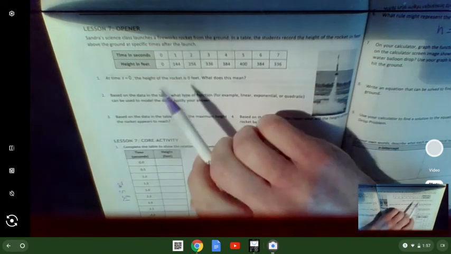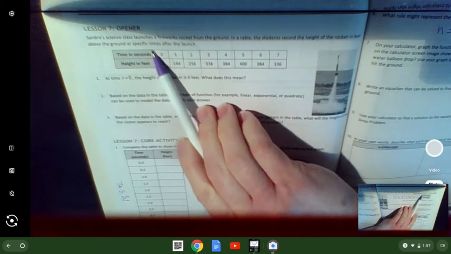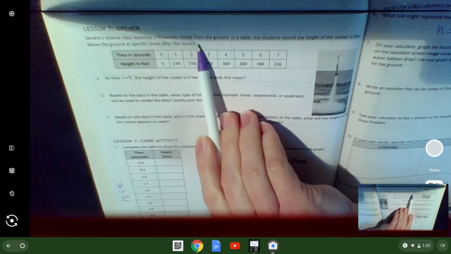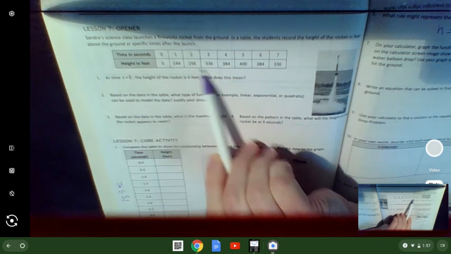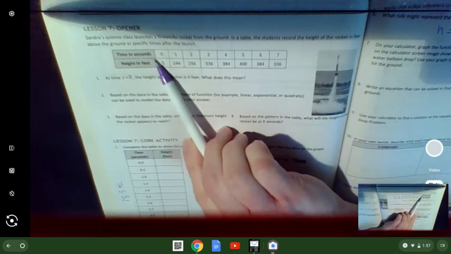But hey, it's cool. Sandra's science class launches a firework rocket from the ground. In the table, they record the height of the rocket in feet. So there's the height of the rocket and the time, specific times after the launch. So let's see what we can answer about this.